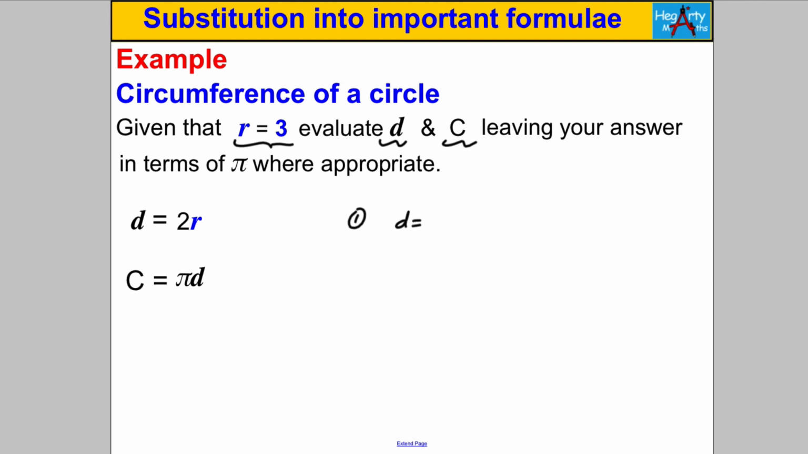D was equal to 2 multiplied by r, and 2 multiplied by r is 2 multiplied by 3, so D is equal to 6. That was step 1. Now we know the circumference of a circle, or this formula here, is C is equal to pi times D. So when r is 3, D is 6 we found, so we're going to substitute D as 6 in here. So C is pi multiplied by 6, which a mathematician just writes, if leaving in terms of pi, they'd write the number first, 6 pi.